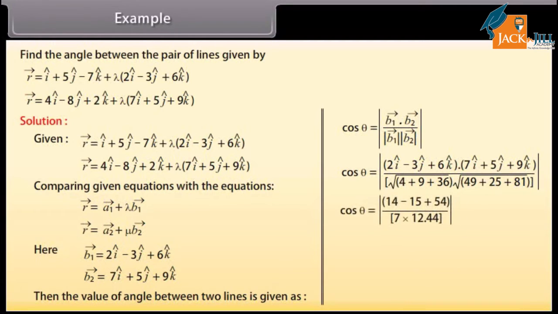Cos theta equals modulus of (14 minus 15 plus 54) divided by 7 into 12.44, which equals modulus of 53 by 87.08. Theta equals cos inverse of 53 by 87.08. Theta equals 52.51 degrees.